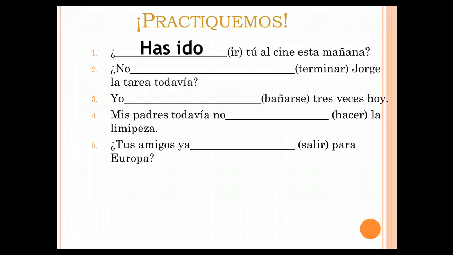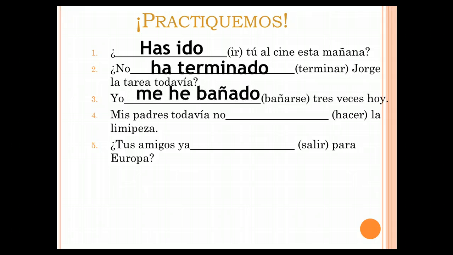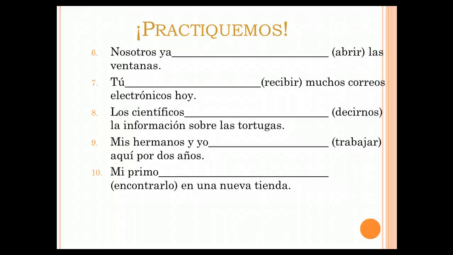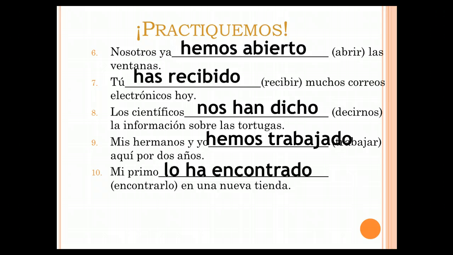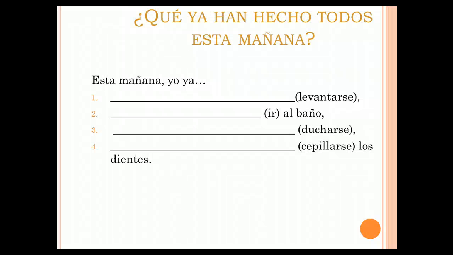Okay, so we have has ido, ha terminado, me he bañado, han hecho, han salido. Hemos abierto, has recibido, nos han dicho, because we have the decir, nos here. Hemos trabajado, lo ha encontrado. The lo has to come out in front. So these four should all be in the yo form because it says yo ya.